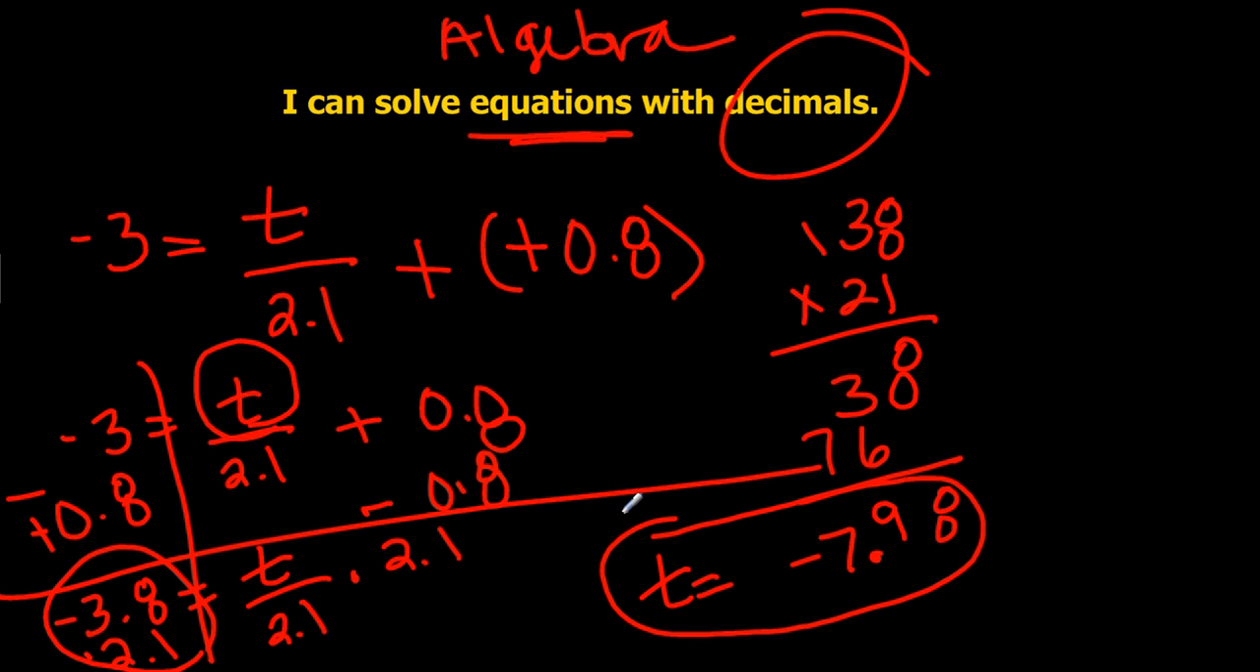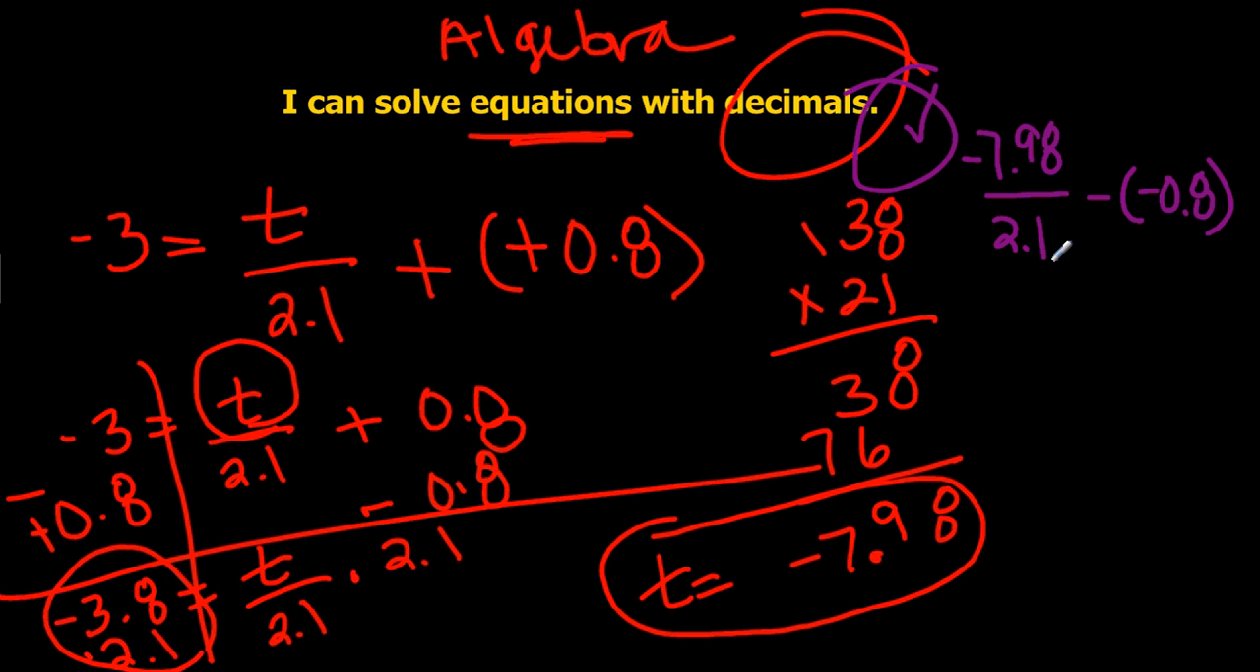But the only way I really know is if I use the power of the check, and I fill it back into my equation. So I fill in -7.98, and I divide it by 2.1, and I subtract a -0.8. Now, really, I already know that this is going to stop, chop, chop, and become an addition problem, right?